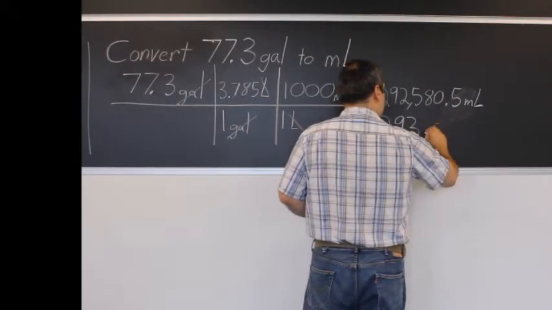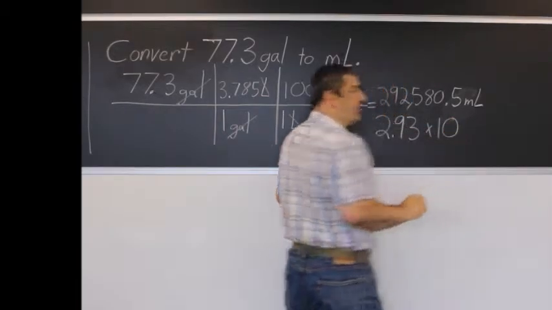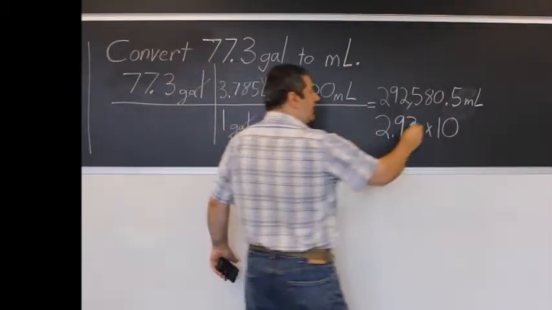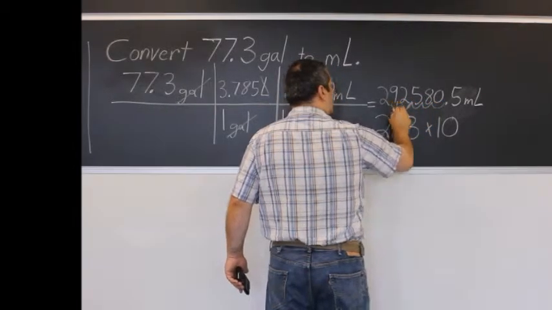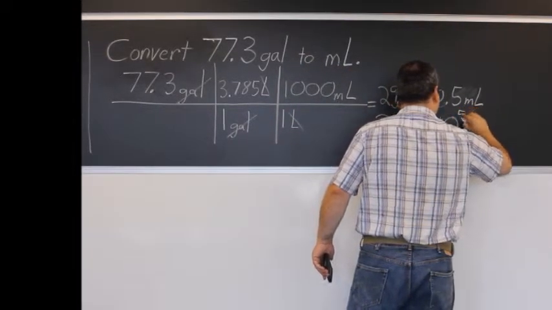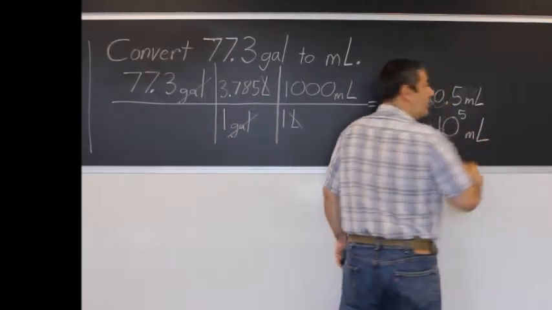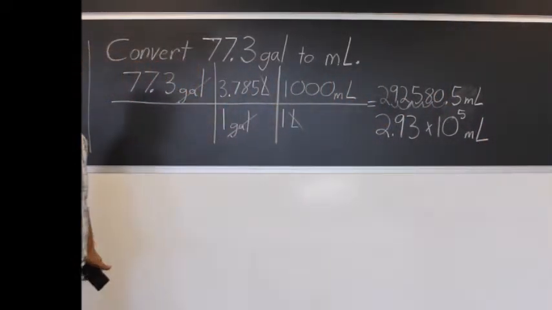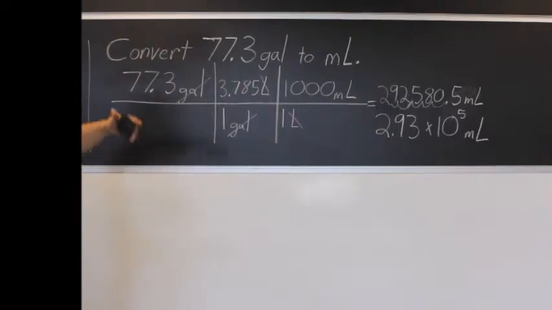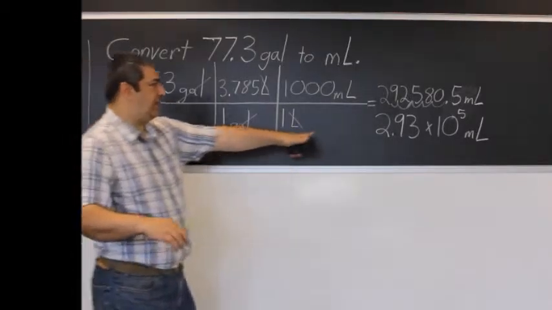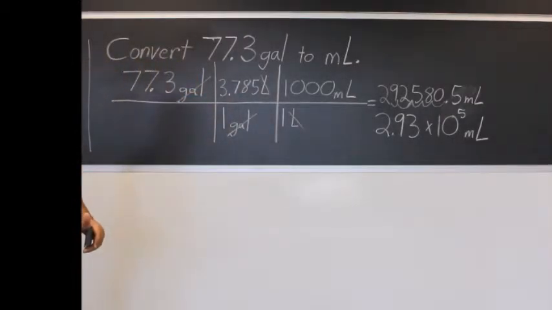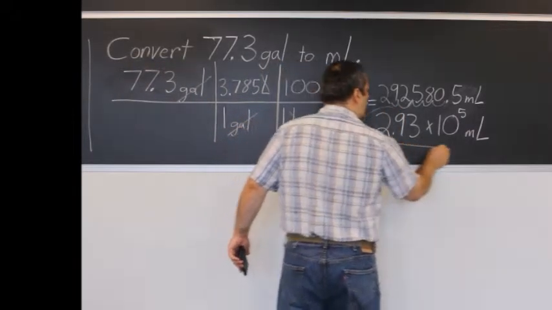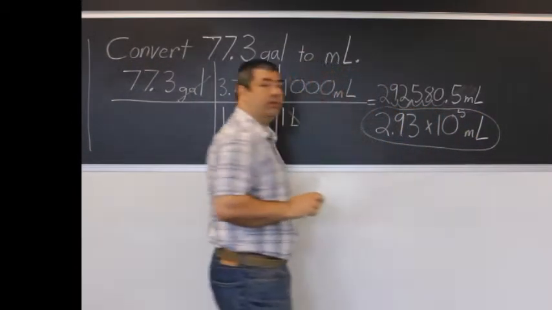How many times 10 to the something? And to calculate that, it's 10 to the first, second, third, fourth, fifth. I'm throwing several concepts at you at the same time: dimensional analysis, significant figures, and scientific notation. But hopefully you'll be doing the homework and these will all kind of merge together in your mind. So our final answer is 2.93 times 10 to the 5th milliliters.